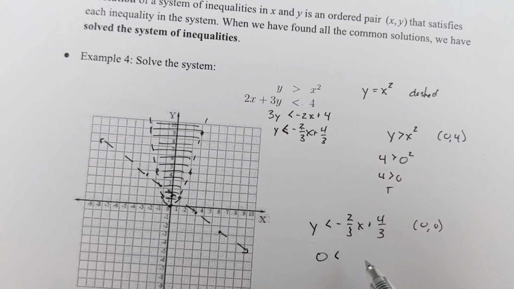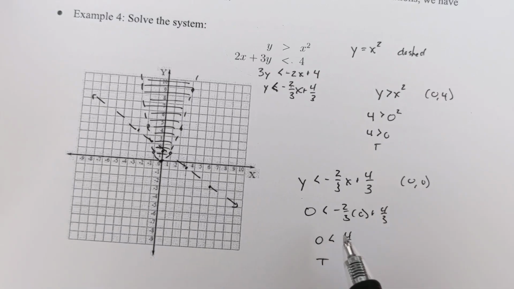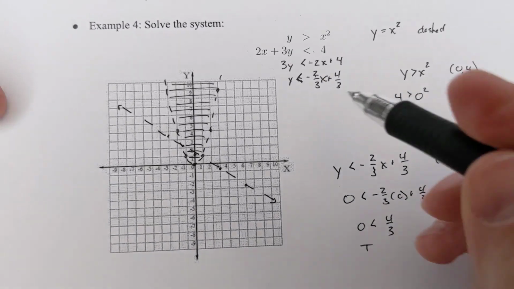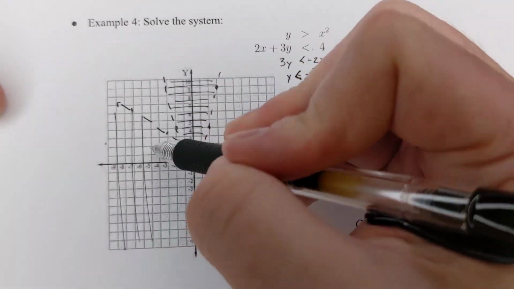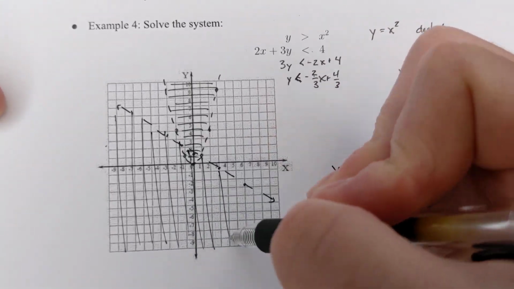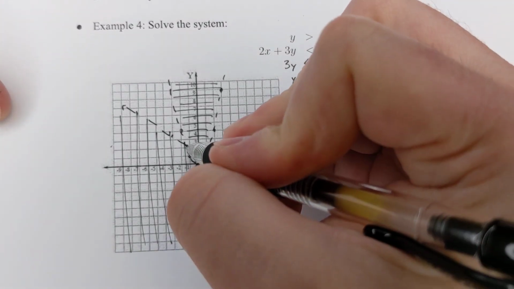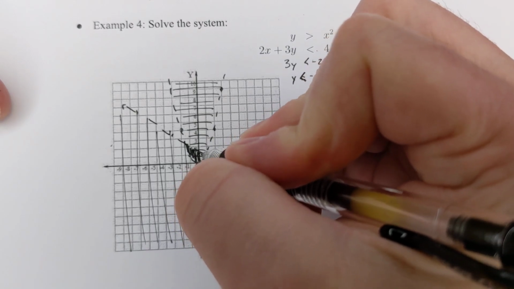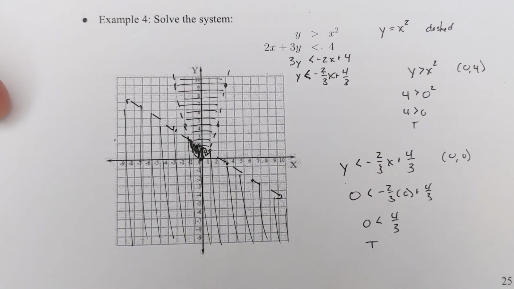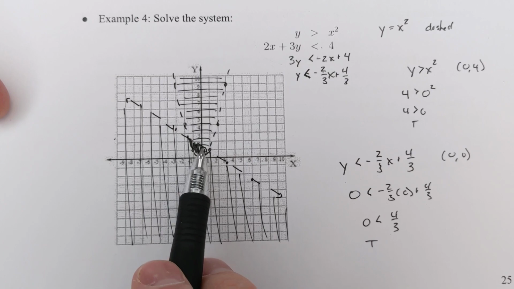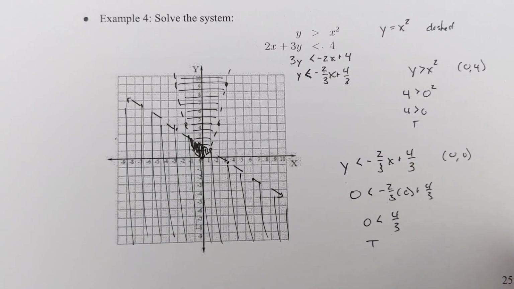So 0 less than -2/3 times 0 plus 4/3. 0 less than 4/3. This statement is true. So for the line, I have to shade the side that has 0, 0, which is below. So everything down here. And if you can tell, it's a little hard to see, this little section in here is where the shades overlap. So any point from that region would be the solution to the system.